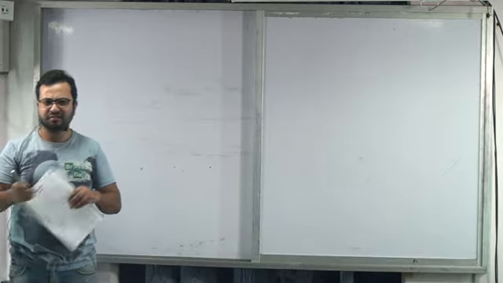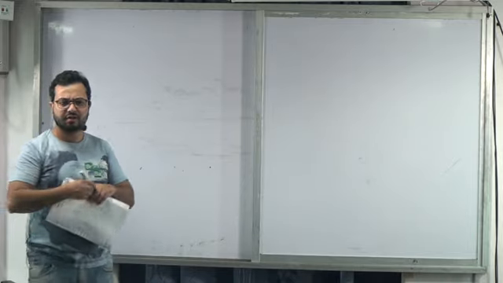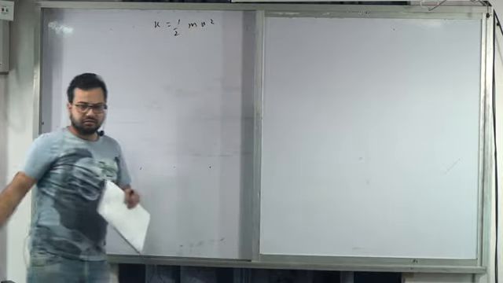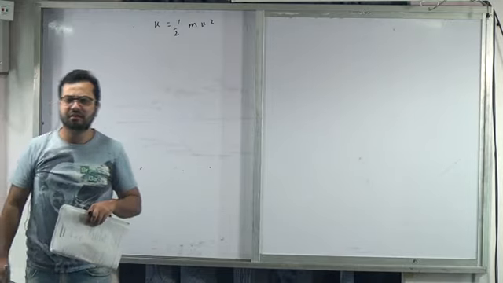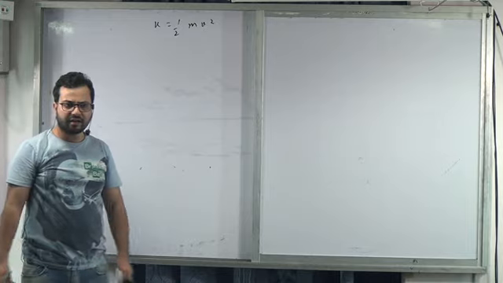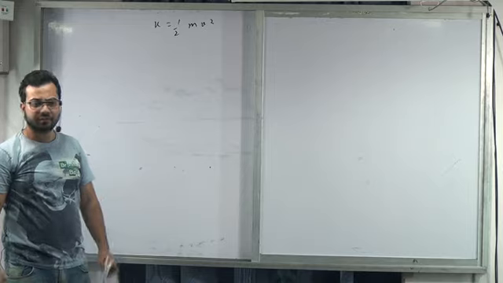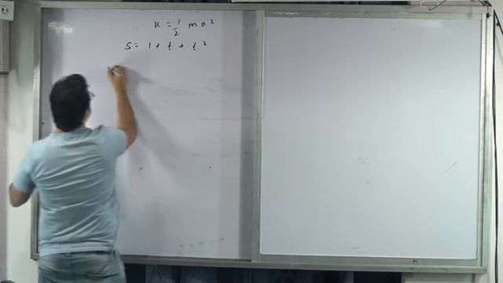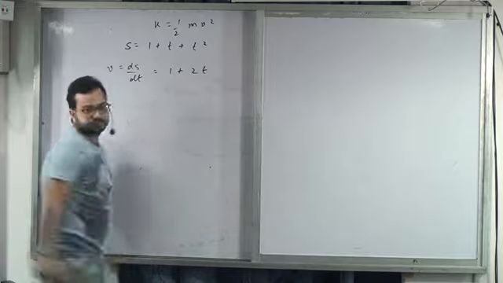So it should not take more than 30 seconds. Done? Alright, so all I need to find is the kinetic energy, half mv square. Do I know the mass? I know the mass. What do I need? I need the velocity. When do I need the velocity? At t is equal to 5 seconds. For that I need to first find the velocity as a function of time. So s is given to me as 1 plus t square. Velocity is ds by dt, and that will be 1 plus 2t. Correct?